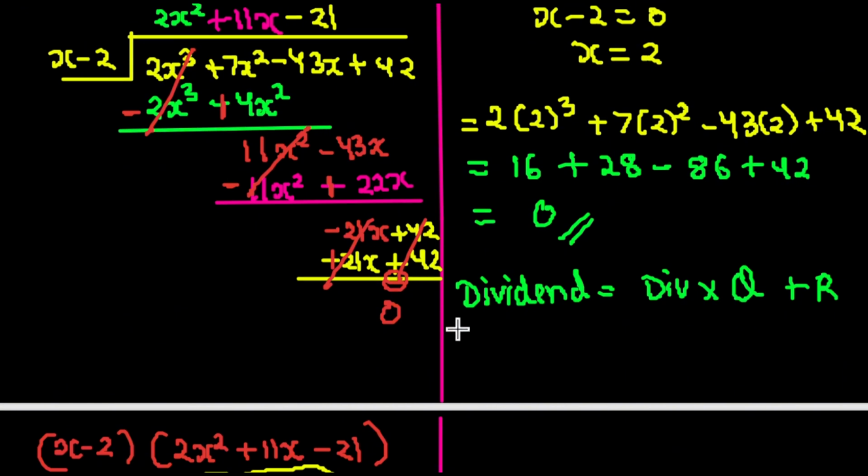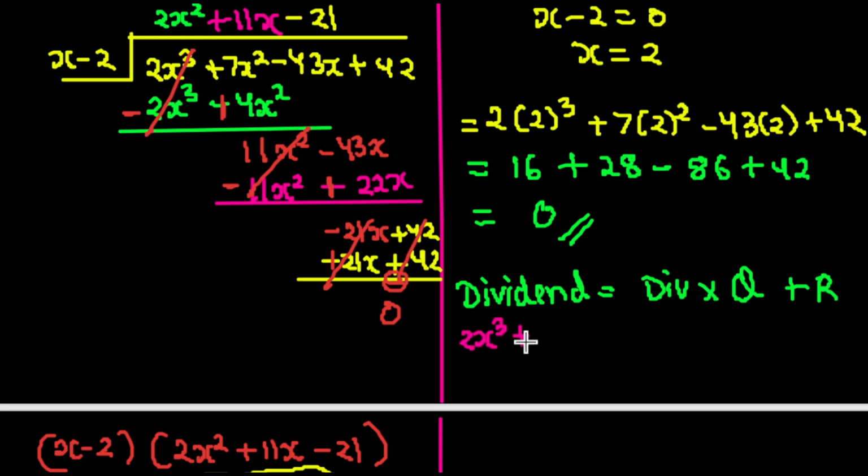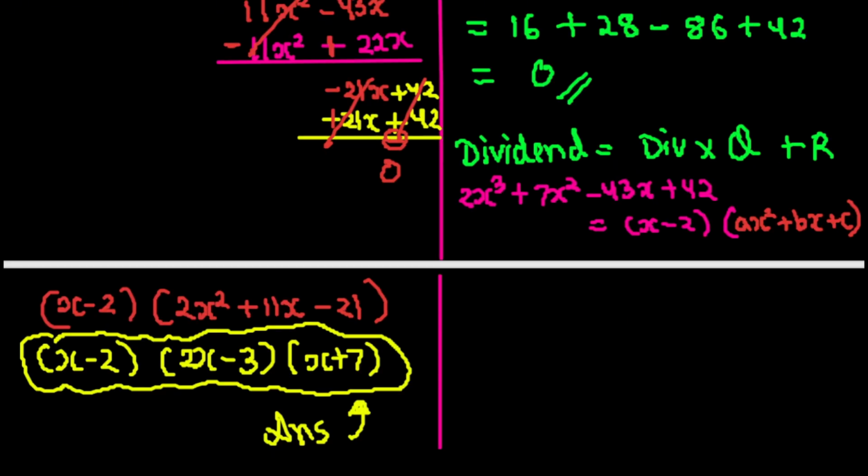So dividend, I'll just copy it here, 2x cubed, 7x squared, 43x plus 42. Okay, so that's your dividend, and that is equated to your divisor, that is x minus 2, and this is the quotient that is unknown. And clearly, if this is a cubic equation and I already have one of the x, I need to multiply it with a quadratic to complete the cube, right? If this and this multiply, it will give you a cubic equation, and that's what we are looking for.